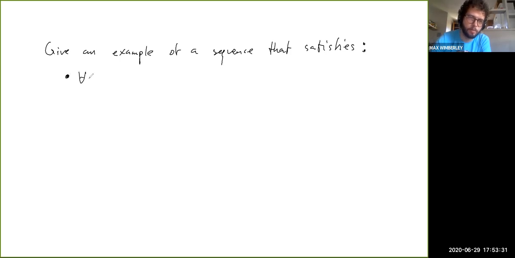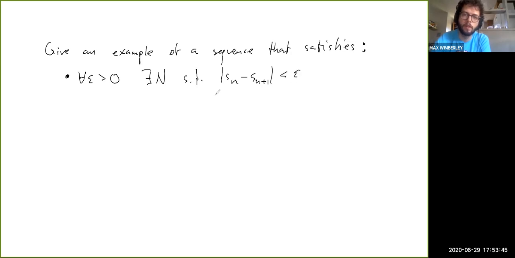The first one is for all epsilon greater than 0, there exists a capital N such that Sn minus Sn plus 1 is less than epsilon for all n greater than capital N. And the next one is, or actually, three properties. Sn is bounded. So this is the key thing that makes this a little bit tricky, maybe. And then Sn diverges.